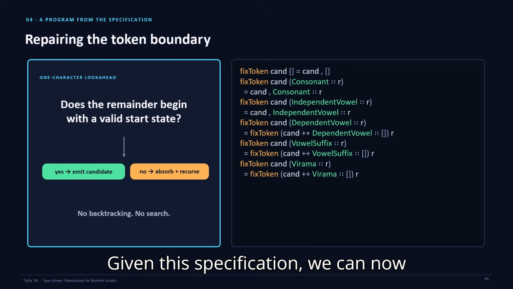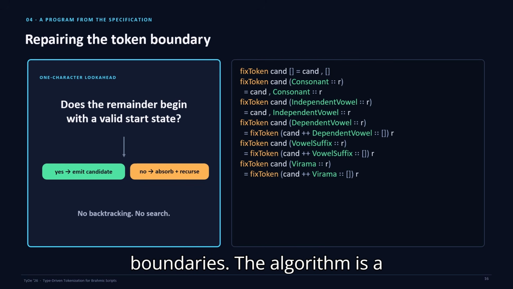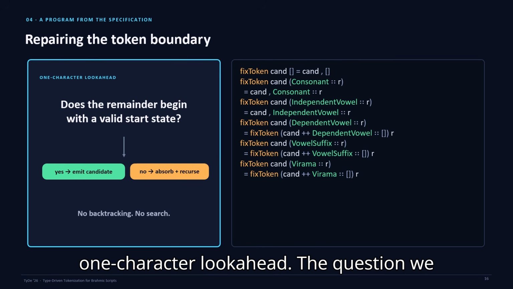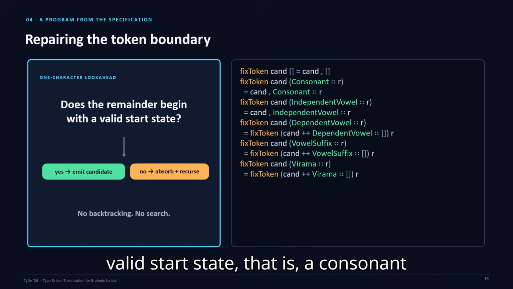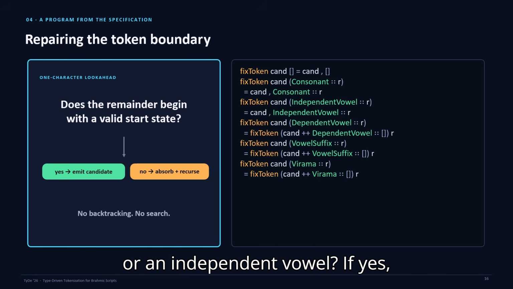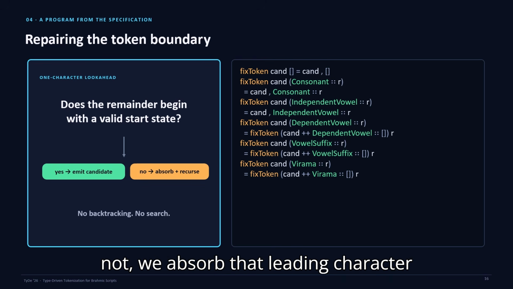Given the specification, we can now write a function that fixes token boundaries. The algorithm is a one character look ahead. The question we ask is, does the remainder begin with a valid start state? That is, a consonant or an independent vowel. If yes, we emit the current token and stop. If not, we absorb that leading character into the current token and recurse.